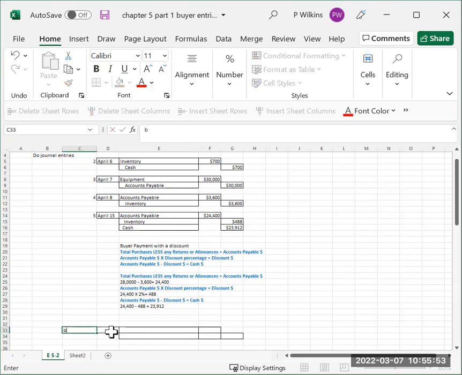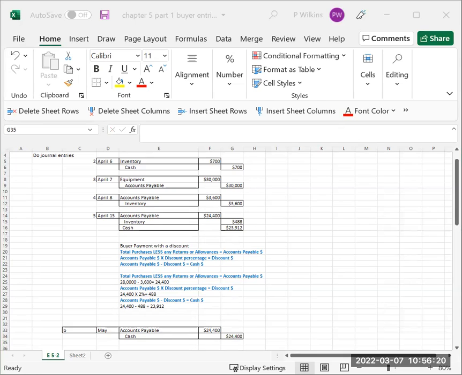So this is part B. If you paid it on May 10th or May 4th instead, all you would be doing is your accounts payable number that you have, the 24,400, which is the purchase minus any returns or allowances, and the cash number are going to be exactly the same. You have to pay more because you didn't take advantage of the discount. So that's the only difference: when you pay too late, you can't take a discount.